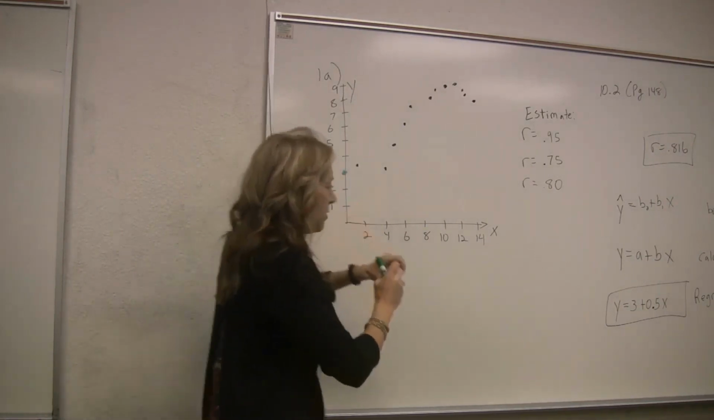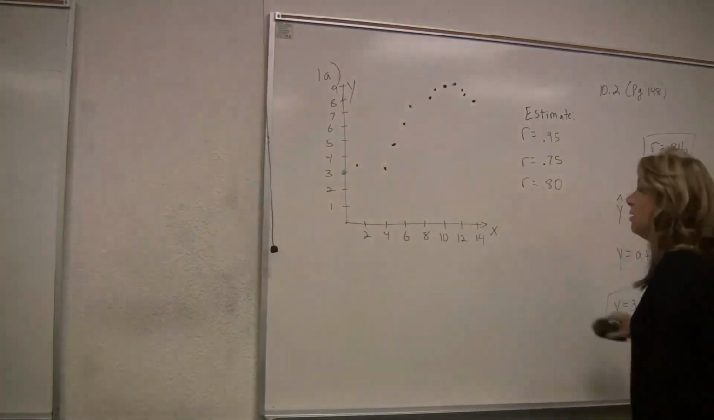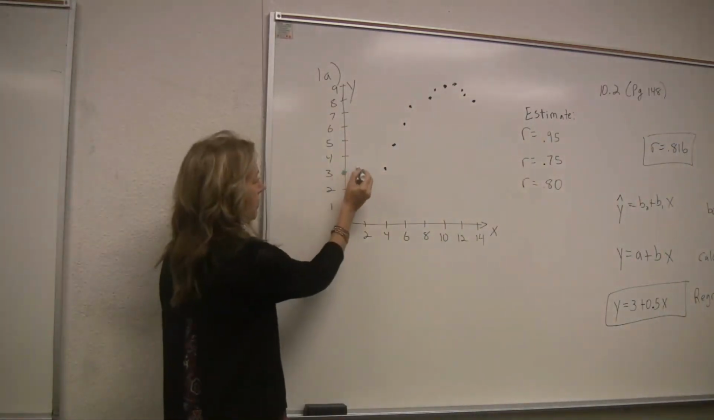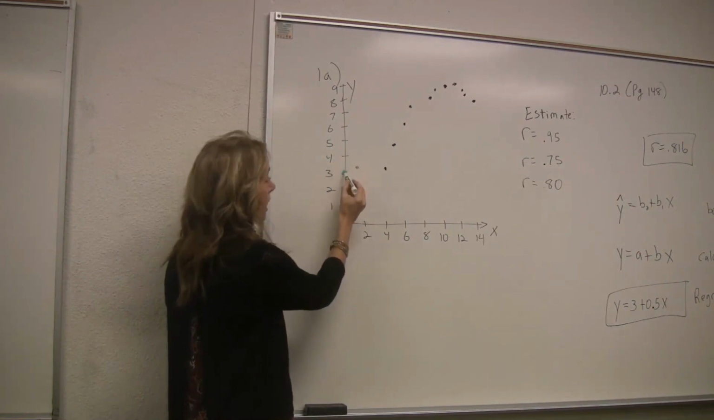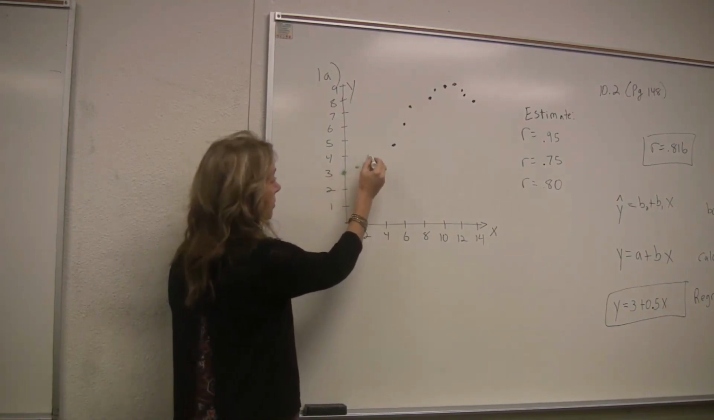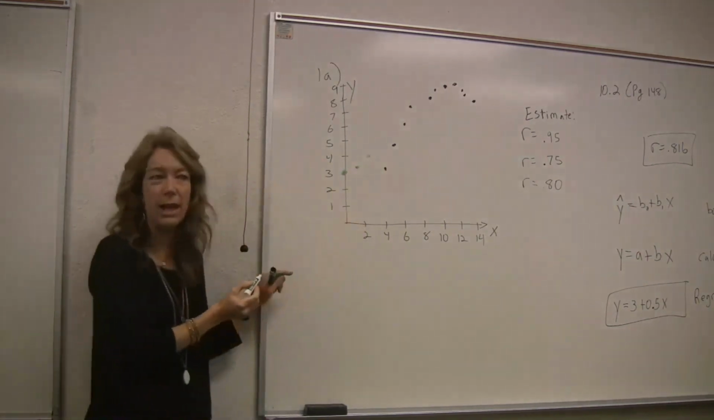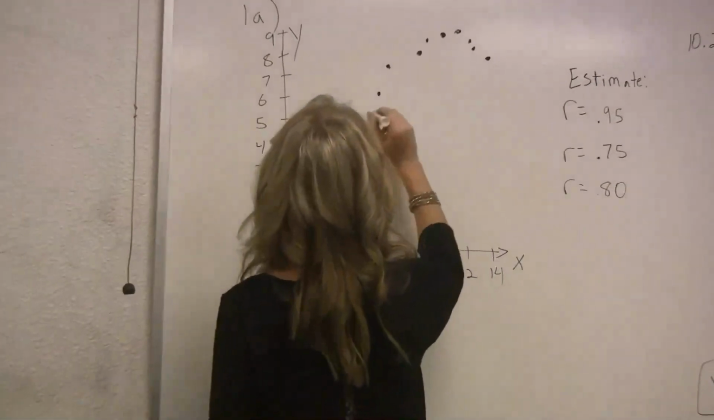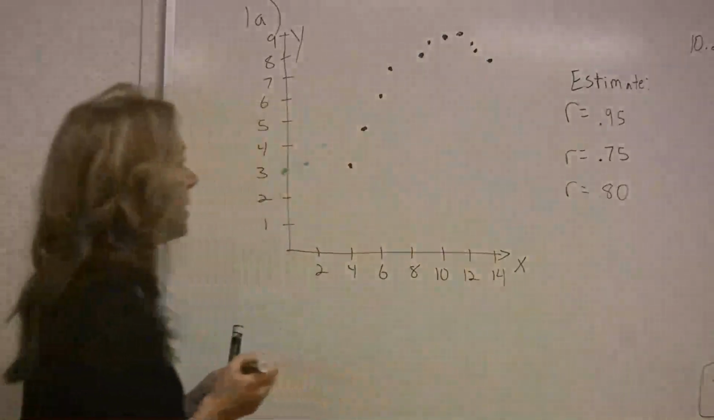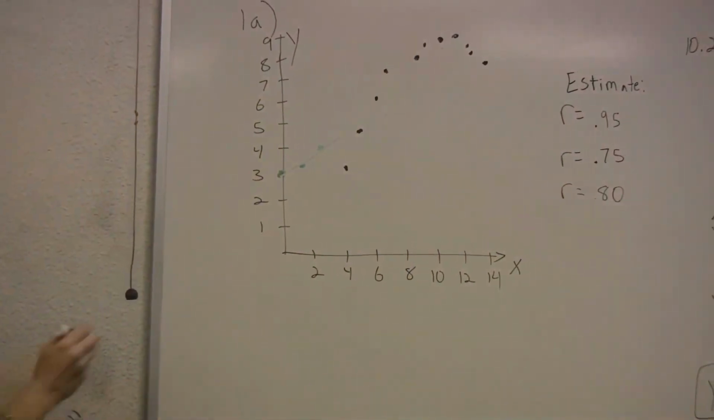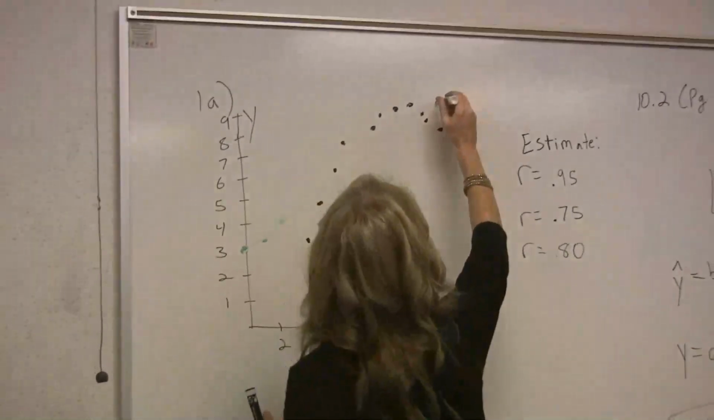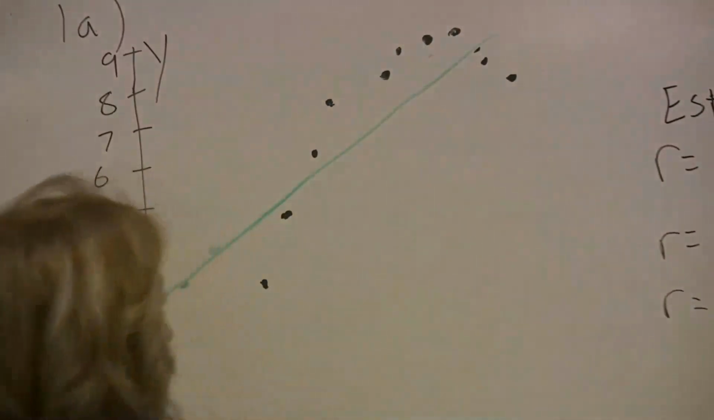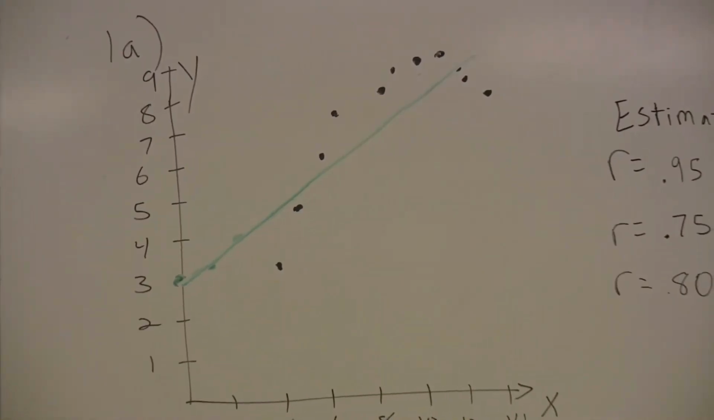Oops, I switched colors on you, sorry. I could go up 1/2 and over 1. Or I could go up 1 and over 2. See how it doesn't matter, I'll get the same line when I connect the dots. And then if I carefully and accurately connect these dots with a straight line, it looks something like that. Not very dark. Can you see that, Nick? Let me make it darker. Pretend it's a straight line.